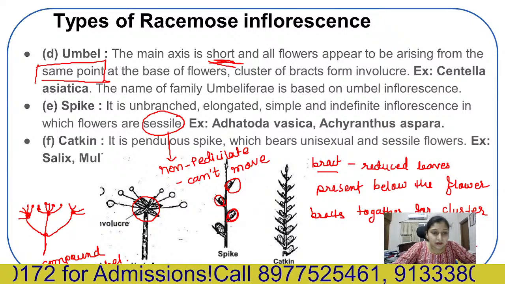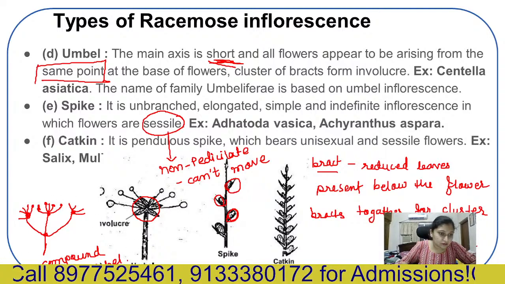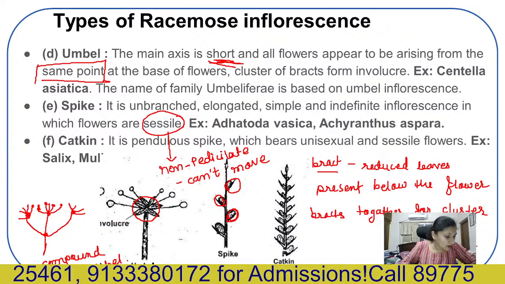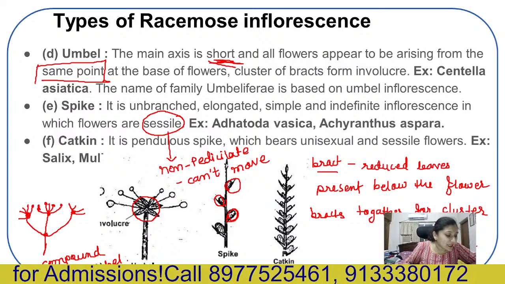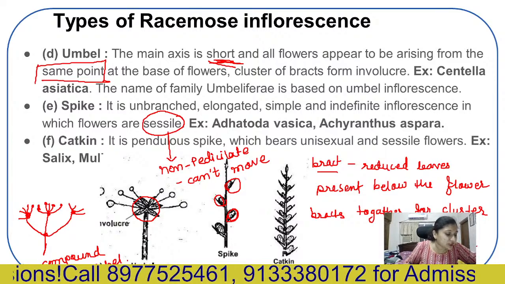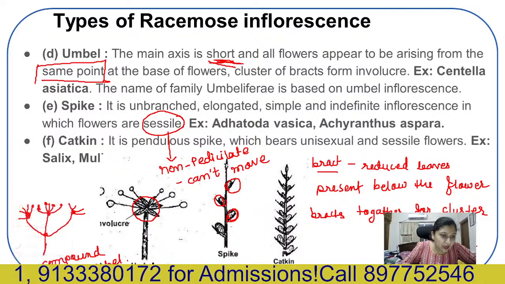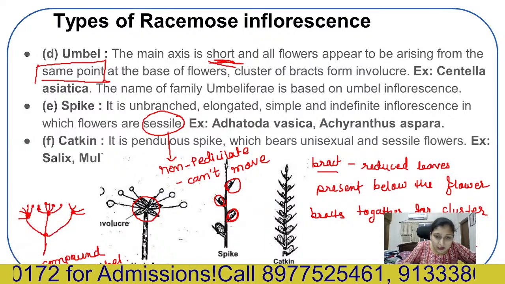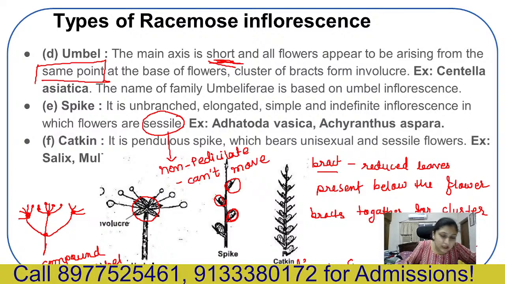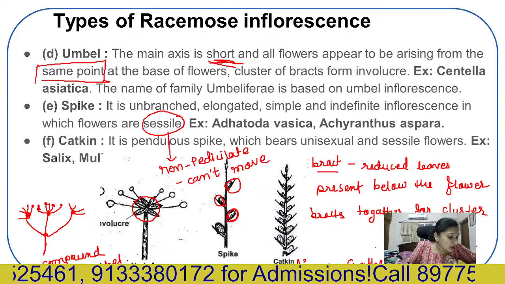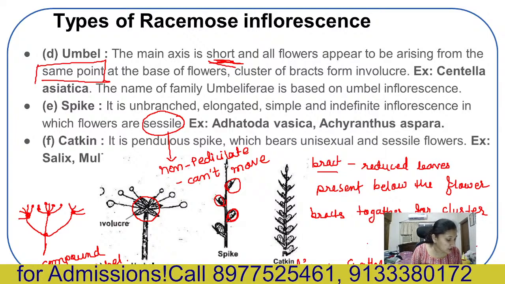Then one more example is spadix. In spadix, there is a spathe. Sessile unisexual flowers are arranged in acropetal fashion on an axis enclosed by a modified bract, which is called the spathe. So one more example of racemose is spadix, where a spathe is involved, that is, a modified bract forming the spathe.